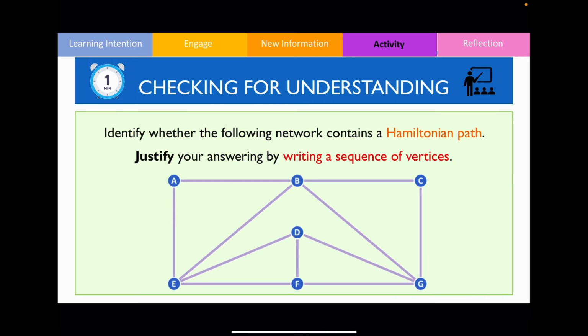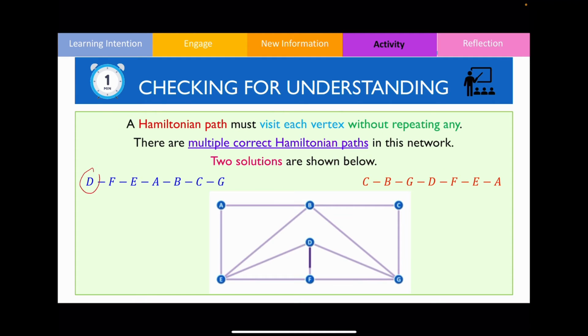What I'd like you to do now is identify whether the following network below contains a Hamiltonian path, and justify your answer by writing a sequence of vertices. For this question, I'm going to show you two possible answers. As I said, you can have multiple solutions, and your answer might be slightly different from mine. In my first example, I'm starting at D and ending at G as shown by this illustration. Alternatively, I could start from C and then end at A as shown over here as well.